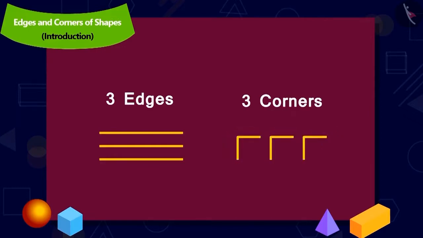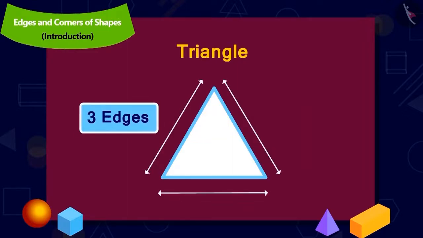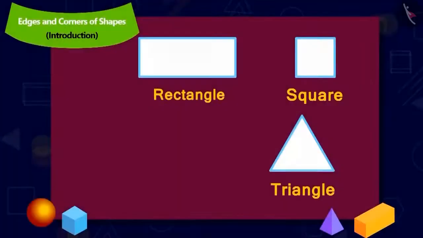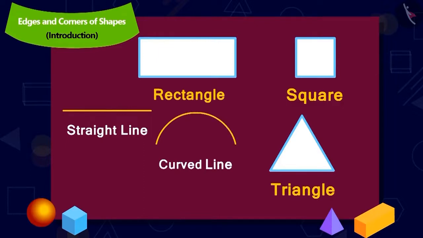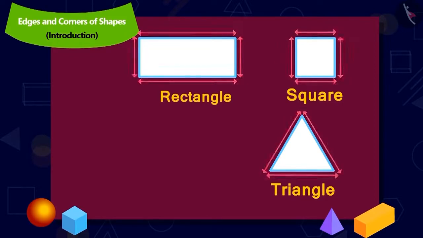Do you recognize this shape? Absolutely right. Triangle. Triangle has 3 edges and 3 corners. Children, can you tell me if the edges of these shapes are made of straight lines or are they curved? Yes, the edges of these shapes are made of straight lines.